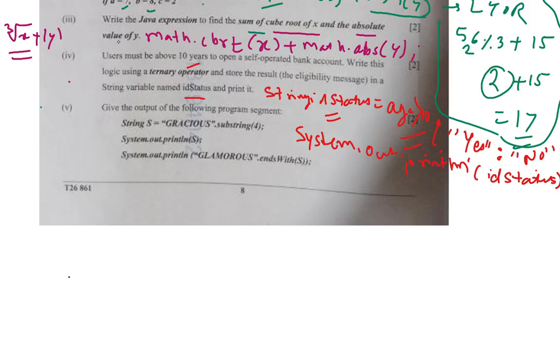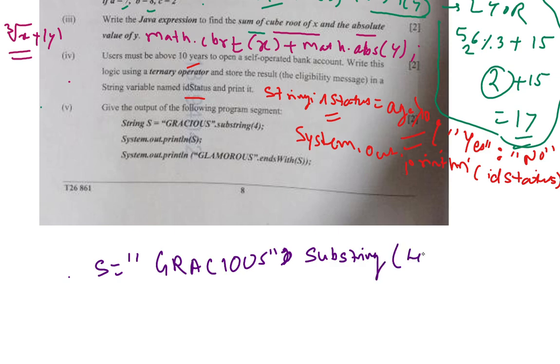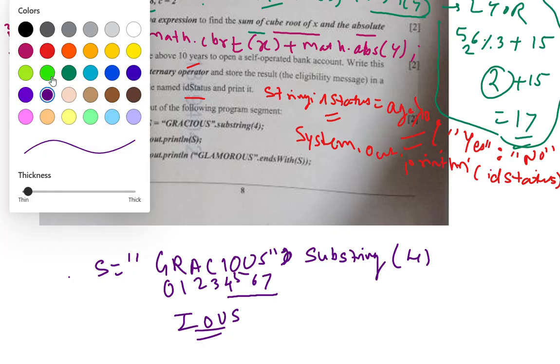Give the output of the following: glamorous substring 4. S is equal to what? Glamorous. Glamorous dot, if I say substring 4, what will happen? 0, 1, 2, 3, 4, 5, 6, 7. It will take the string from 4 until the end of the string. So what should be my output? IOUS. This is my answer. Got this? Chalo, next.